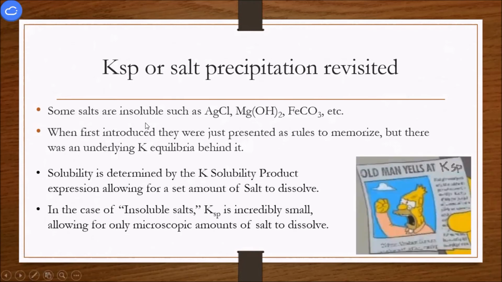Yay. So the solubility is determined by the solubility product expression that tells how much salt could physically dissolve. Now, when we say insoluble salt, we're saying the KSP is really, really, really small. So small that we only get microscopic quantities of this salt to dissolve. So there's a solubility product for sodium chloride, but it's pretty big because we know salt dissolves in water pretty well. But silver chloride, not so much.